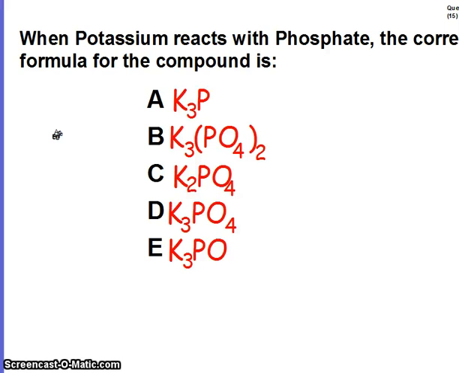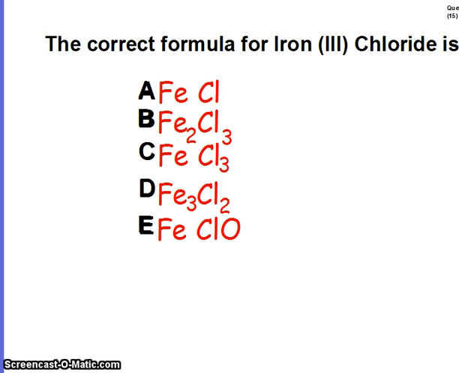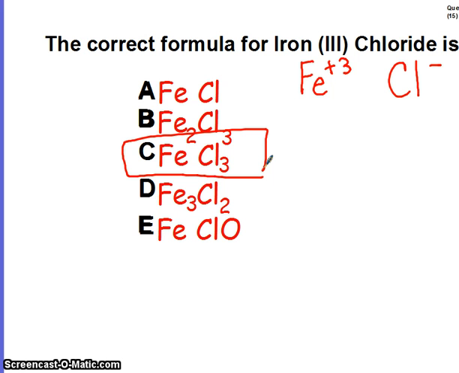Next, when potassium reacts with phosphate, what will be the correct formula? So potassium's in the first column, that means it gets a +1. Phosphate's a polyatomic you're supposed to memorize, and it's a -3. Crisscross your charges, you get K3PO4, which would be D. And the last question, the correct formula for iron 3 chloride. So iron 3 means our iron has a +3. And chloride always has a -1 from the periodic table. When we crisscross that, we're going to get this one, FeCl3.